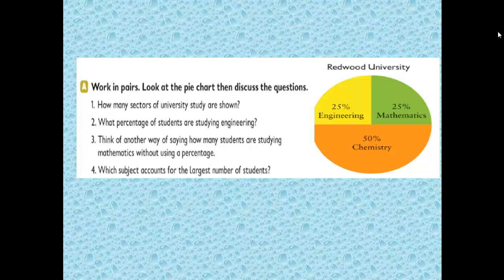Number 1. How many sectors of university study are shown? Here we have 3. We have 3 university studies. We have 3 sectors. The first one is engineering, the second is maths, and the third one is chemistry. We have 3 sectors of university study or field.